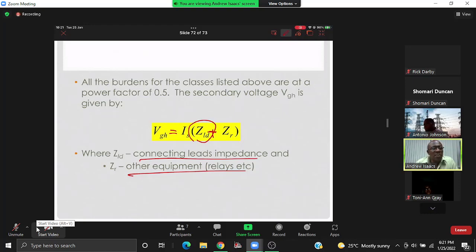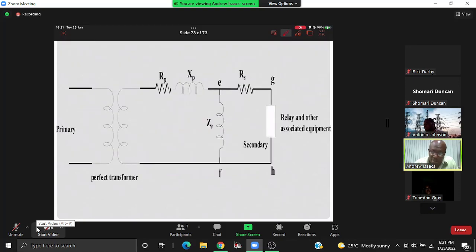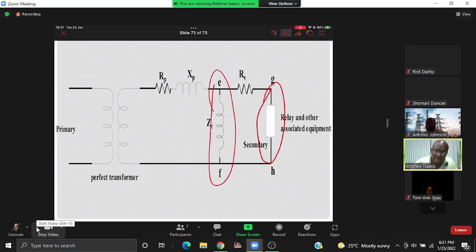And then, finally, on this topic, coming back now, the VGH is across here. VEF is here, VGH is the connecting leads times IS, and VEF is IS times RS, etc.